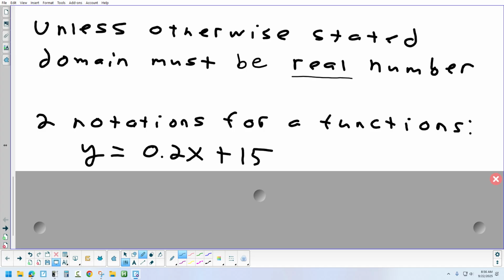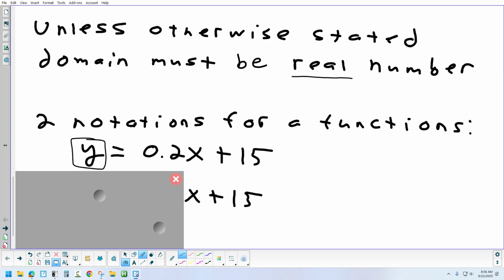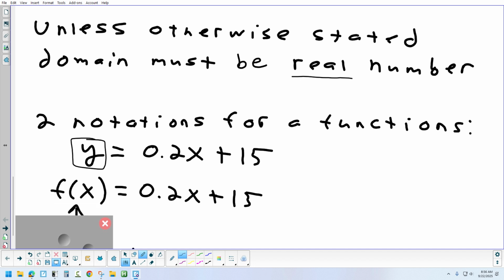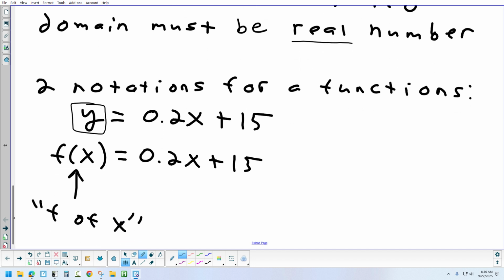All right. Now, so far I've been writing functions with y equals notation, but there's something else you can put instead of a y. The right-hand side would stay exactly the same, but it's a different way of writing the left side. You can write f of x. And that's how you pronounce it, f of x.